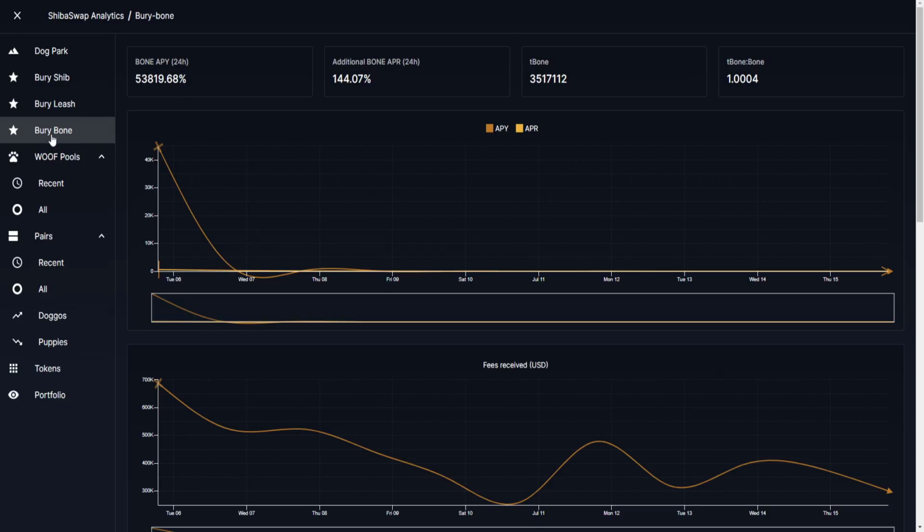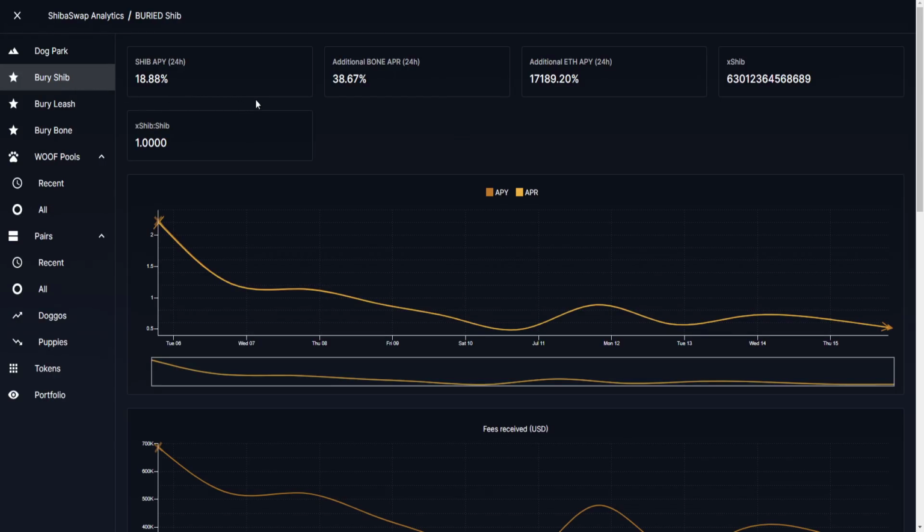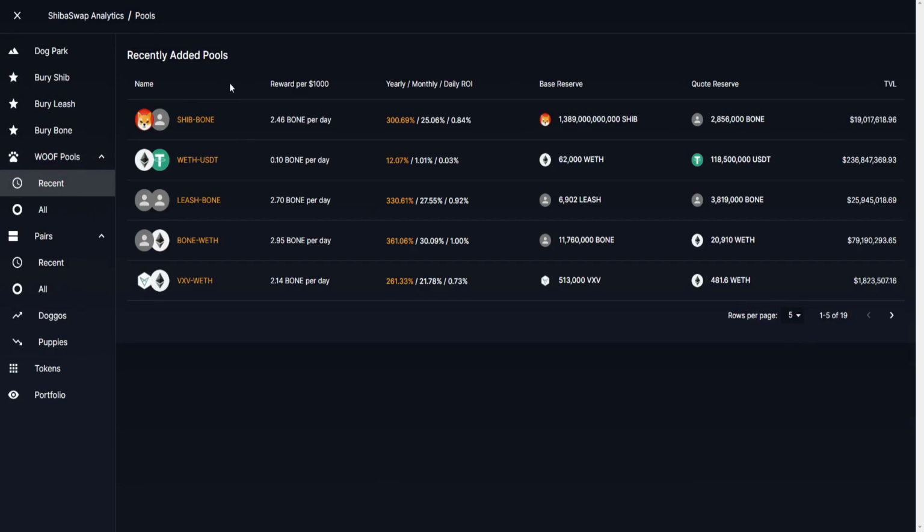Unfortunately, I did not bury any Bone. I told you guys the liquidities that I am doing, the farming pools that I am doing. I buried SHIB, like I said I was going to do, so we're going to see whether or not this is accurate. And then I also added to the liquidity pools. What I did was the Bone ETH liquidity pool, because it was the most profitable at the time. So that's what I have my money in right now.